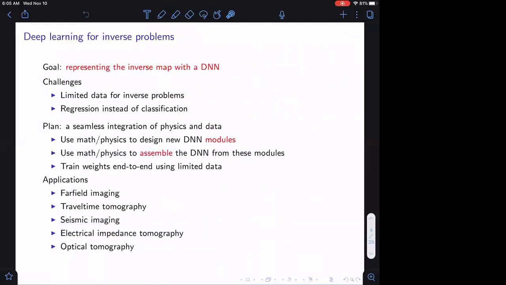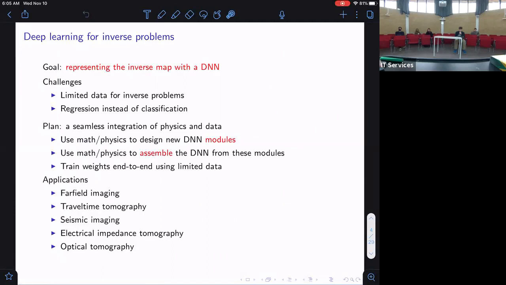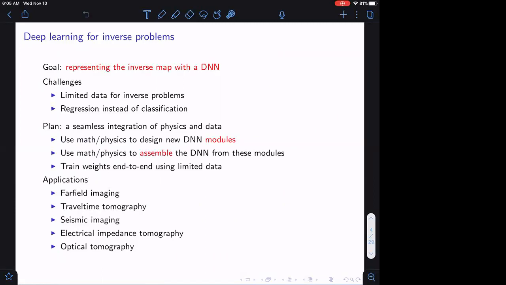Now, there are several challenges when we try to use a deep neural network to represent the inverse map, which is from the boundary measurement to the interior property. Here are the 2 key challenges. The first is that in inverse problems, typically the amount of data we have is much more limited compared to traditional AI tasks like image classification and language understanding. Part of the reason is that getting these data is more expensive in inverse problems because you really have to build the device, collect the data, and clean up the data.